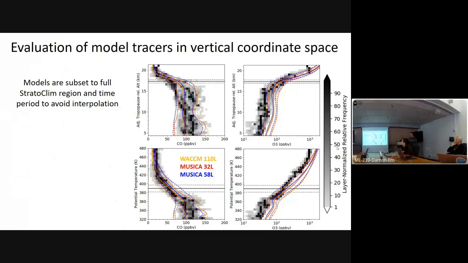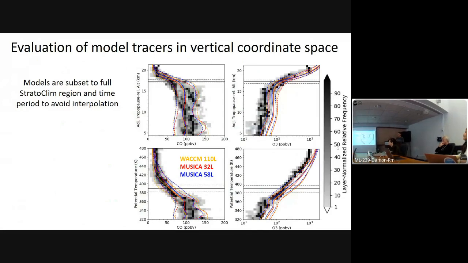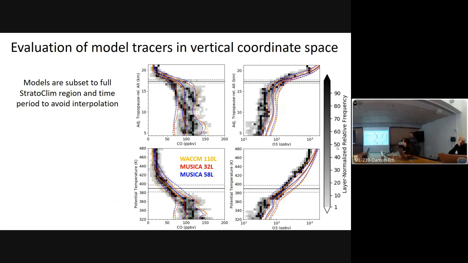So looking at an evaluation in a vertical coordinate space, the top row is in adjusted tropopause relative altitude space, and I should say the grayscale pixels are all of the StratoClim observations. In the bottom row we're in potential temperature space. The three models are superimposed on there with the mean lines in solid and the 5th and 95th percentiles as the dashed lines.